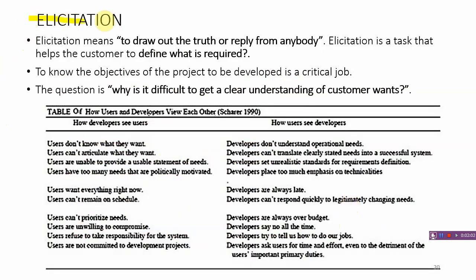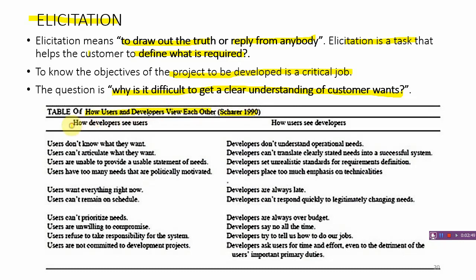Next task is elicitation. Elicitation means to draw out the truth or reply from anybody. Elicitation is a task that helps the customer to define what is required. To know the objectives of the project to be developed is a critical job. The question: why is it difficult to get a clear understanding of what the customer wants? While solving this particular question, we come up with the thinking and perspective of the users and the developers about each other.